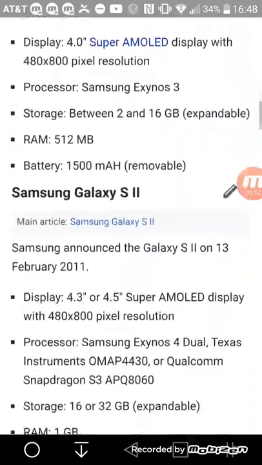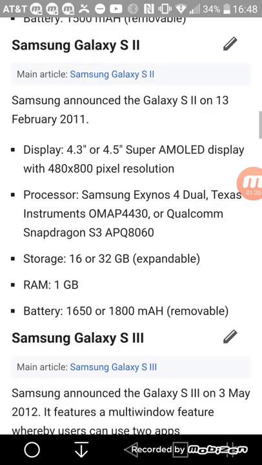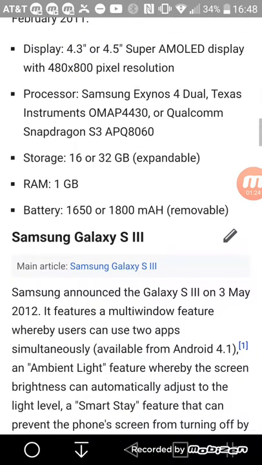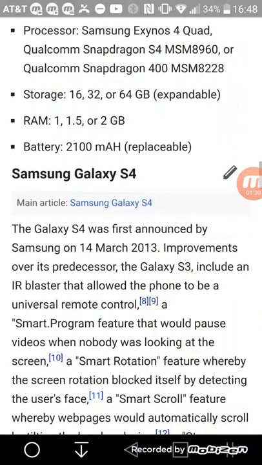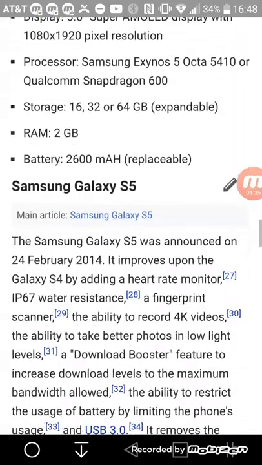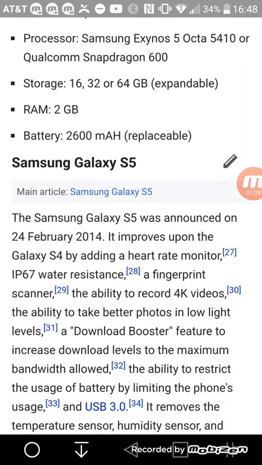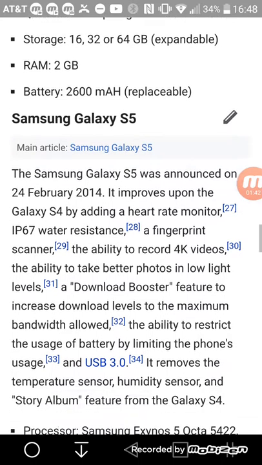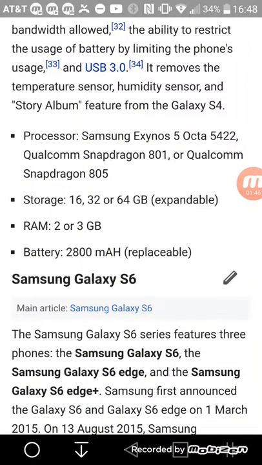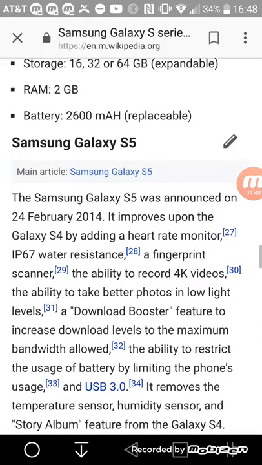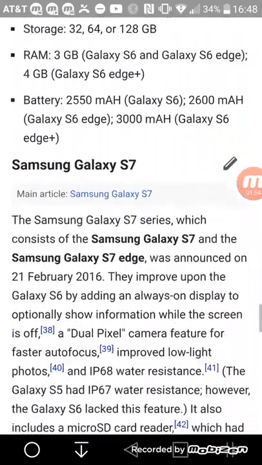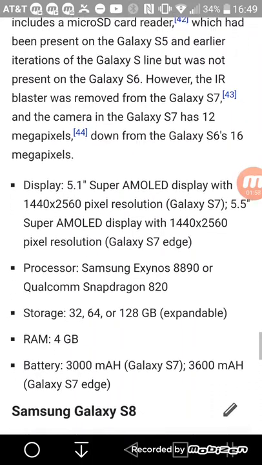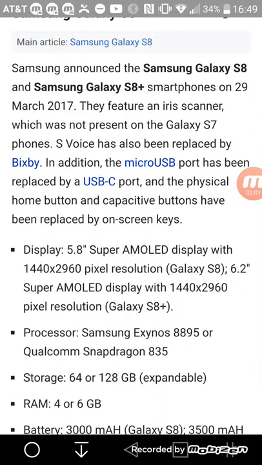Then we have the Samsung Galaxy S2 in 2011. Samsung Galaxy S3 in 2012. Samsung Galaxy S4 in 2013. Samsung Galaxy S5 in 2014. Samsung Galaxy S6 2015. Samsung Galaxy S7 2016. Samsung Galaxy S8 2017.